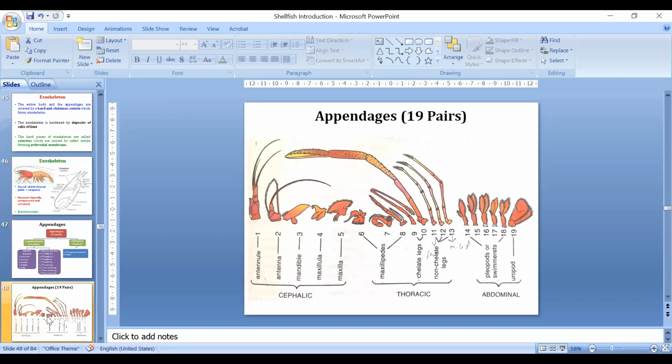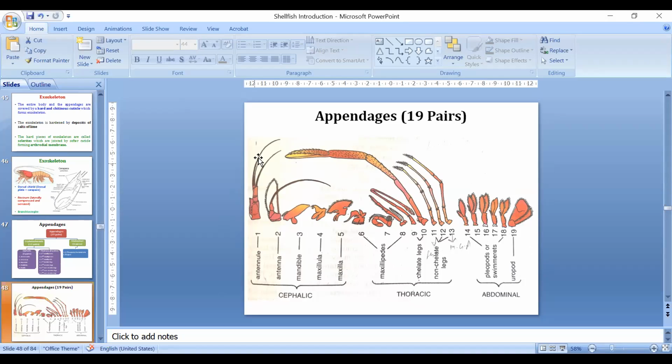Okay, so I will again explain it, no issues. There is a bit of a connectivity problem here, so I will explain again, no issues. So this is basically the diagrammatic representation of those 19 pairs of appendages that I discussed in the previous slide. Okay, what I have told, there are 19 pairs of appendages: 5 cephalic, 8 thoracic and 6 abdominal.